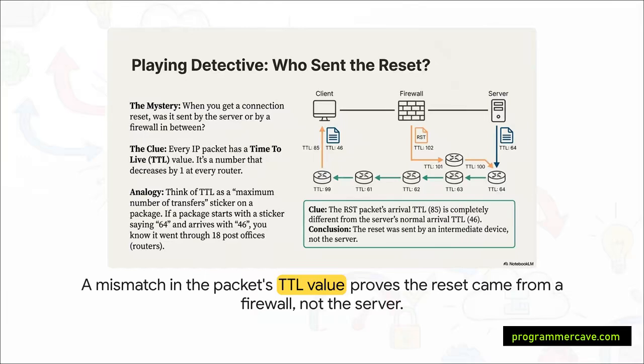The crucial clue is a value in the IP header called time to live, or TTL. This number goes down by 1 at every single router a packet hops through. So let's say normal packets from your server show up with a TTL of maybe 46. But then an RST packet arrives with a completely different TTL, like 85. That's your smoking gun. That reset was not sent by the server. It was forged and sent by some device in the middle, like a firewall, that's much closer to you on the network path. Problem solved.